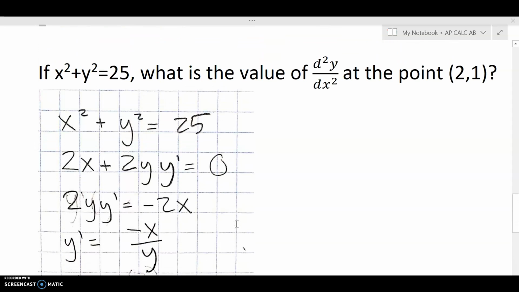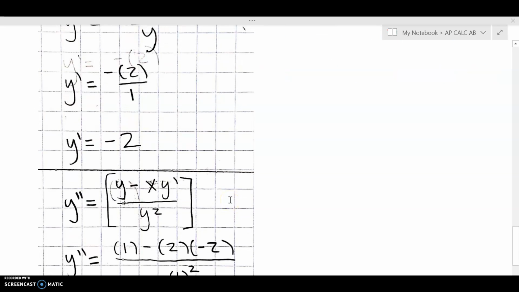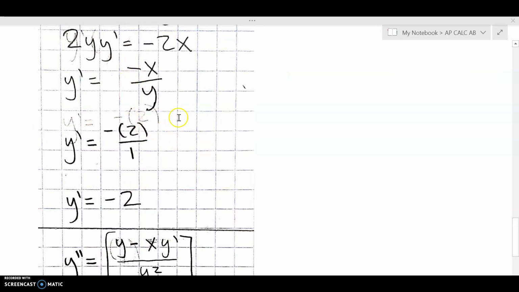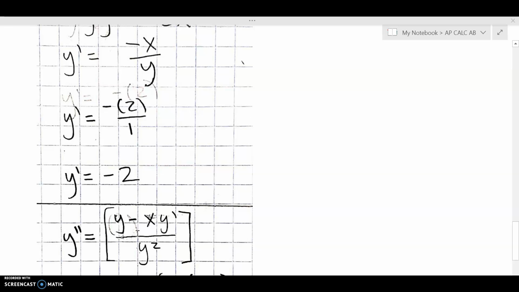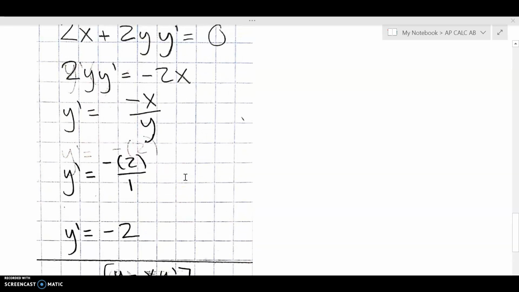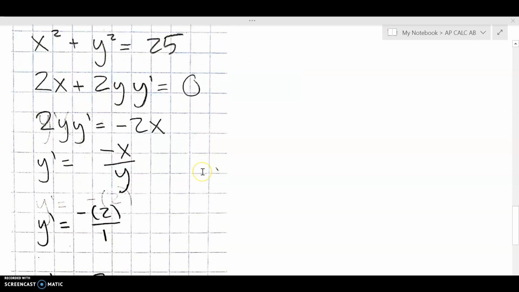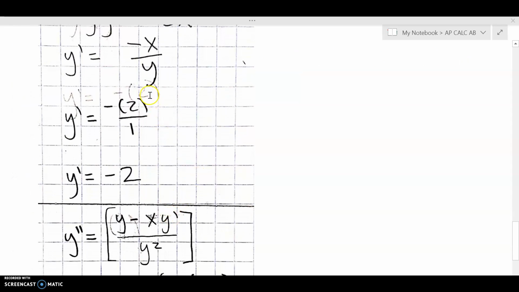So, the second derivative, like I said before, is just the derivative of this. So, if we were to apply quotient rule, we would get something that looks like this. Now, if I didn't have access to this point right here, this (2, 1), I would have to plug in negative x over y into the equation here, and I would get a huge mess, and all I would be able to do at that point is simplify.